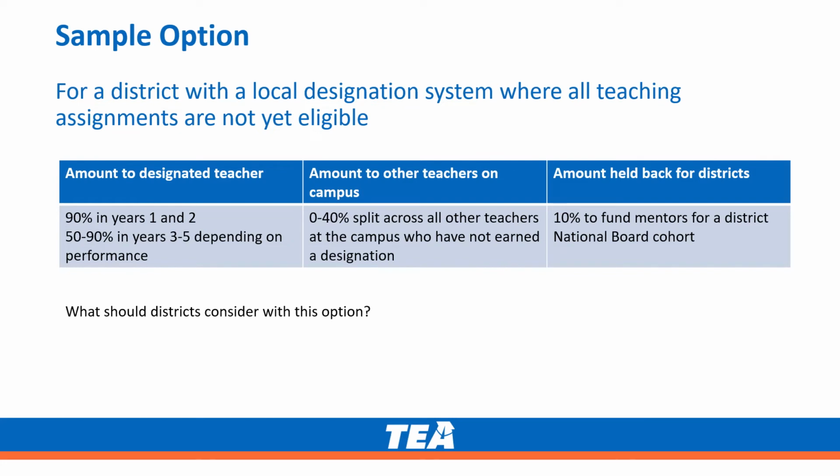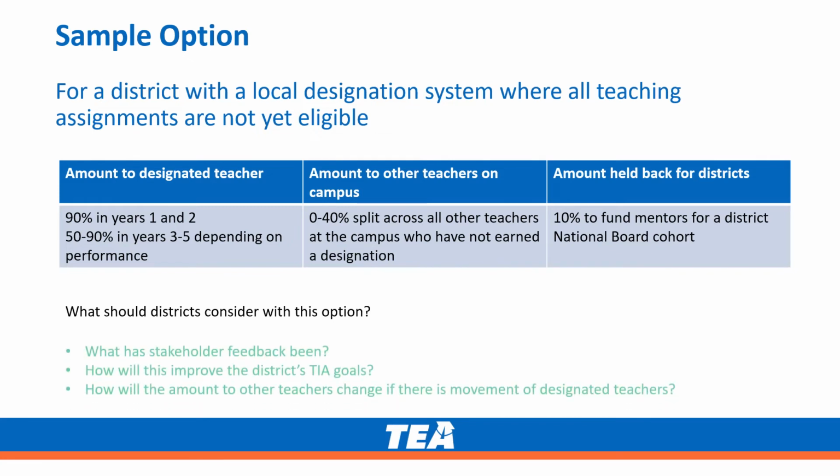They have then decided to spend 0 to 40% across all other teachers on that campus who have not earned a designation. And then this district has also decided to use their 10% to fund mentors for a district national board cohort. This district should consider the following.